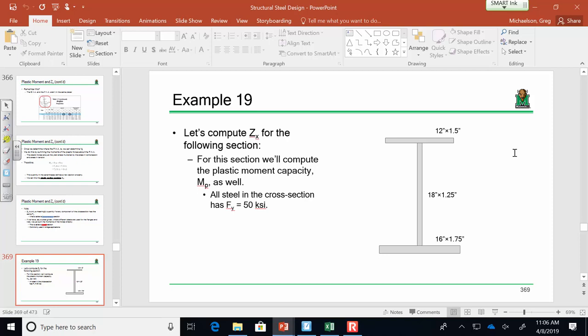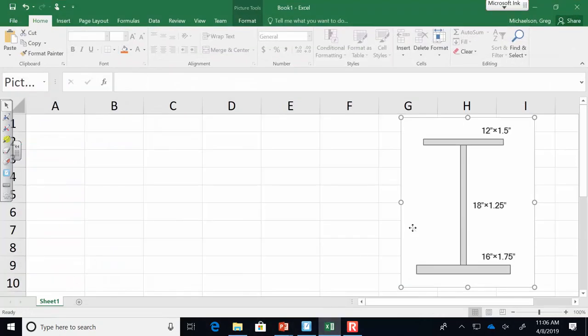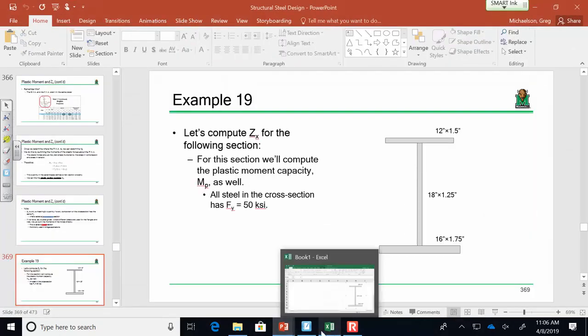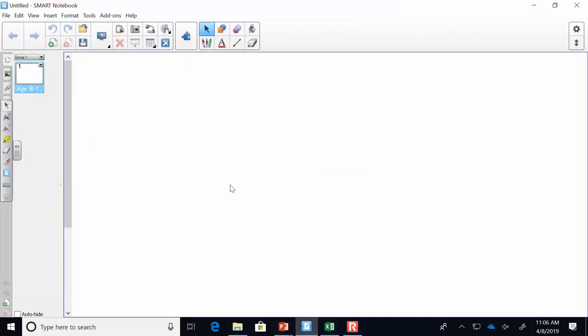So I have a cross section. I have a 12 times 1.5 inch top flange, an 18 by 1 1/4 web, and a 16 by 1.75 inch bottom flange. Now I put this on this Excel sheet here because I'm going to do some Excel calcs later. I'm not going to make you repeat them. I just want to show this.